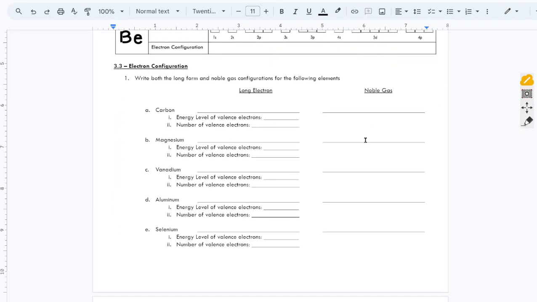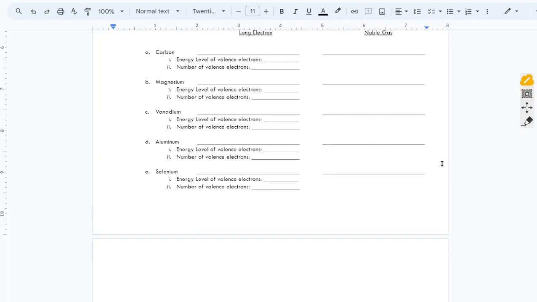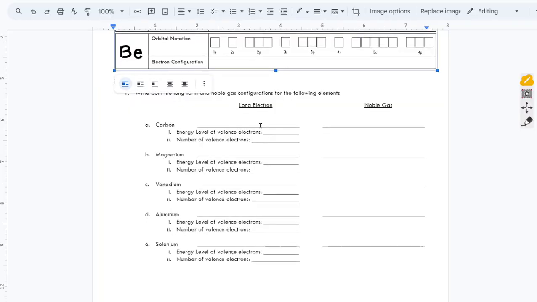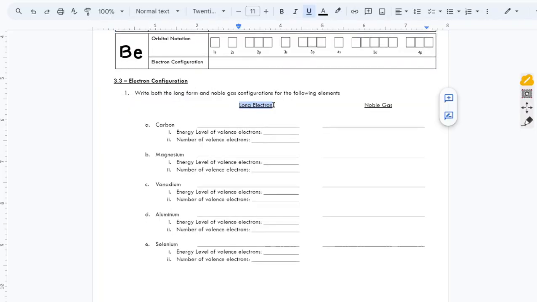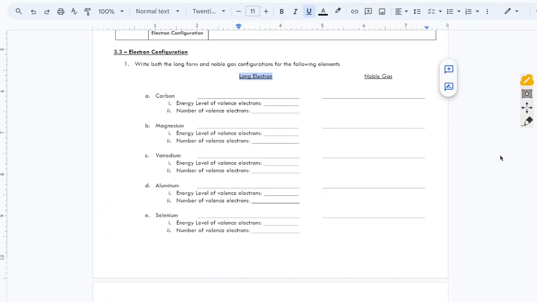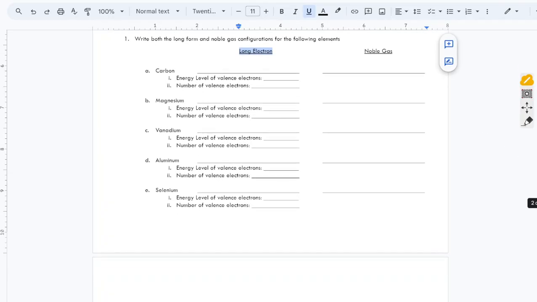All right, finally we get down here to electron configuration. Now, some people were getting confused about what long electron and noble gas meant. Long electron is just a regular electron configuration that we did. And you really need to know these other things as well. What energy level are the valence electrons on? The answer to that is always going to be the highest energy level. And then the number of valence electrons. We practice this quite a few times, so I'll do a few of them with you here, and then you can do the rest on your own.